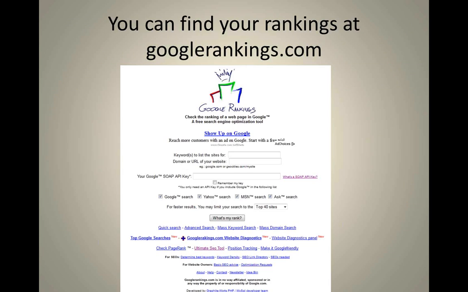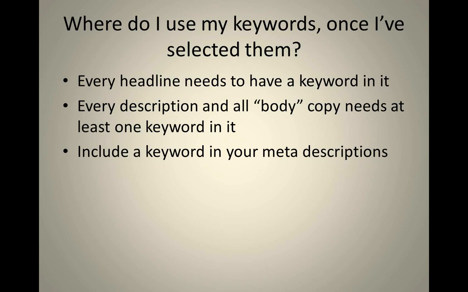You can also find out what you're ranking for in certain keywords by going to GoogleRankings.com, and that'll tell you if you are ranking for those keywords, and who your competitors are. Now, once you have the keywords that you're going to try to rank for, how do you use them? What do we do with them once we know what they are?